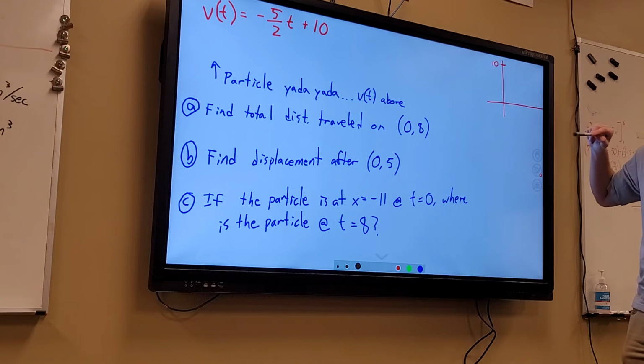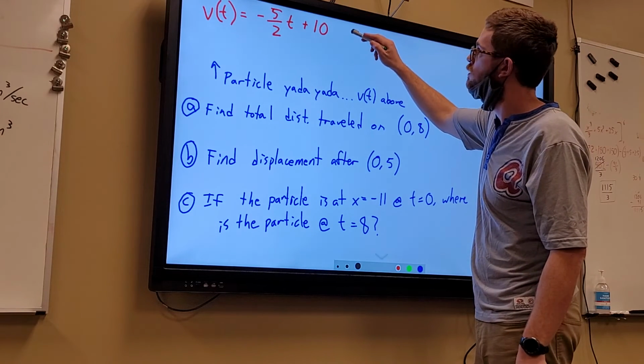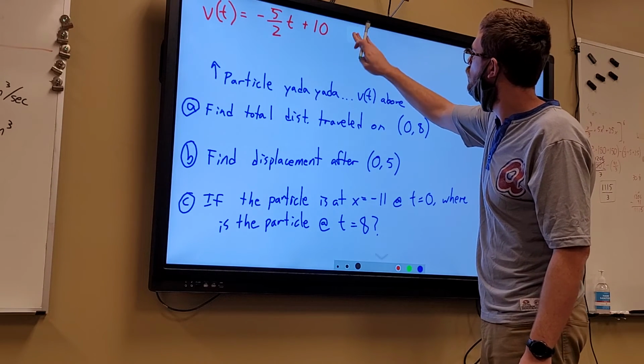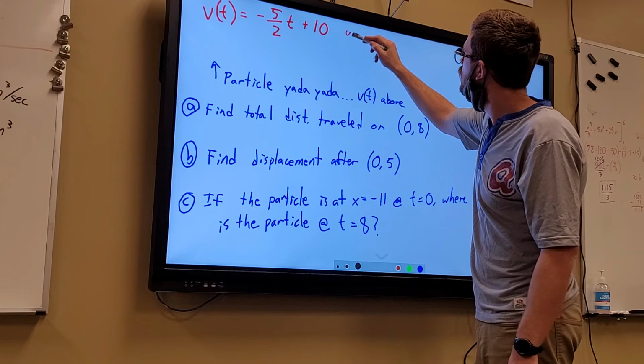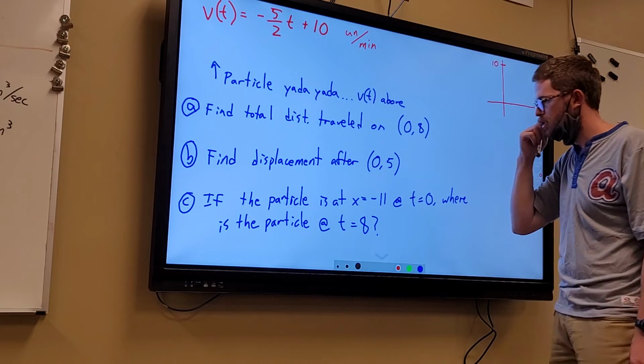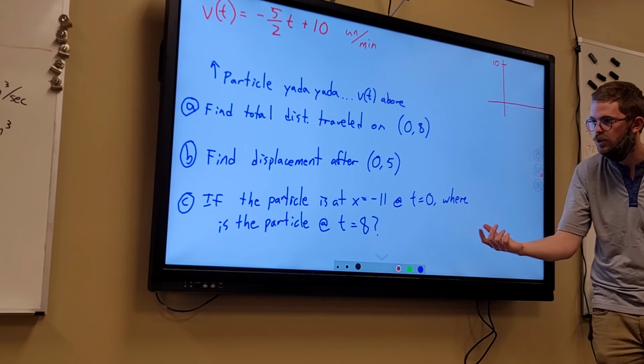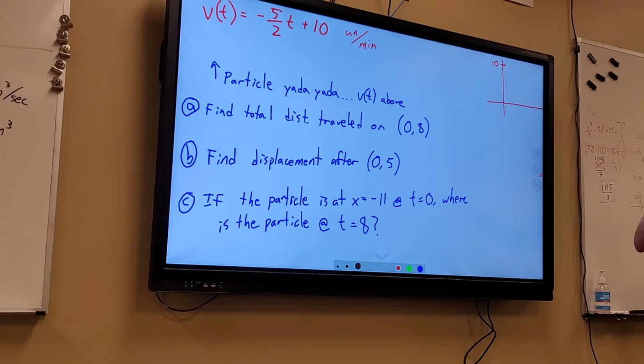Do we have any units? Yeah, we should do units for sure. Let's say velocities and we'll just say units per minute, because we're kind of just talking, well, in this case, I'm just talking about like units on the coordinate plane.